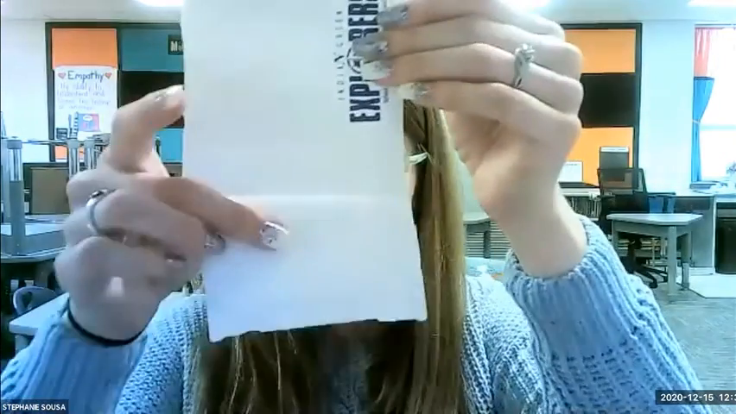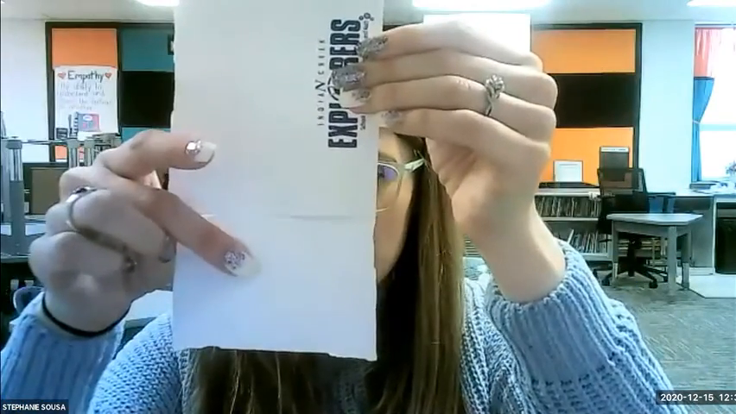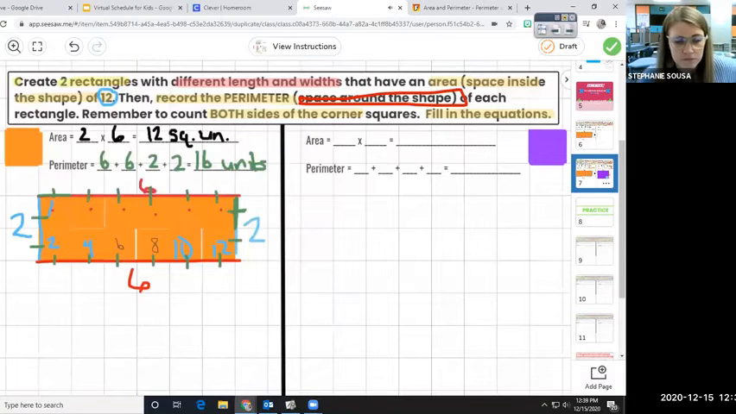Okay. All right. Now, just like this piece of paper that we've changed the shape of, we're going to change the shape of 12 square units to get a different perimeter. Still going to have the same area, but that perimeter is going to be different. And here is how that looks. As we know, we're not done with this problem because our directions asked us to create 2 rectangles.